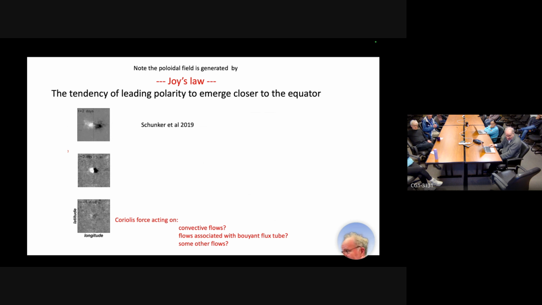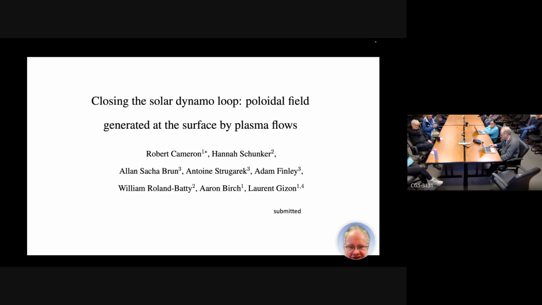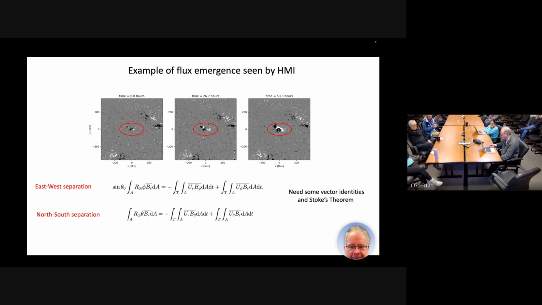So it's obviously the Coriolis force. It could be acting on convective flows. It could be acting on flows associated with the buoyant rise of flux tubes. It could be acting on some other flows. I'm going to address this question by looking at the observations. These are the people who I've been working with. And you'll see some people here who do simulations. So we'll also discuss the simulations.